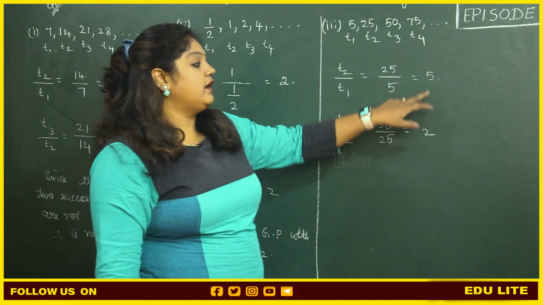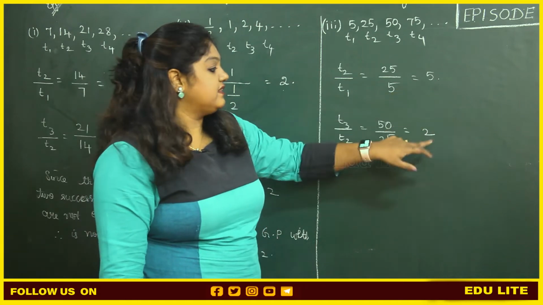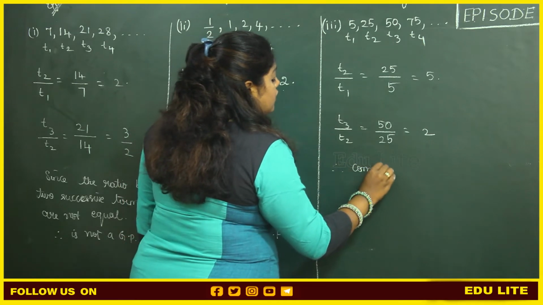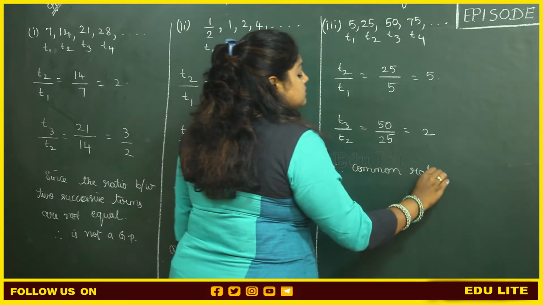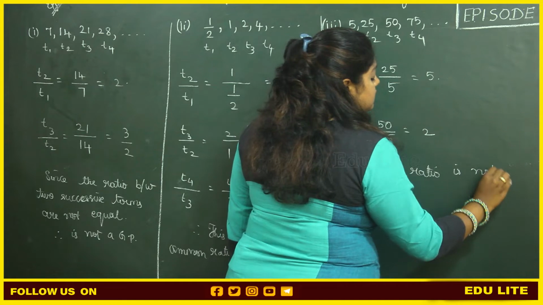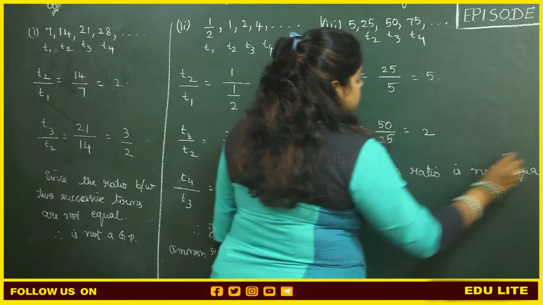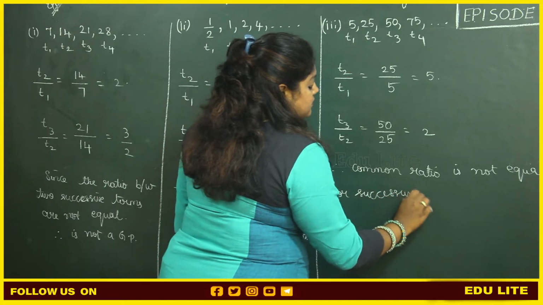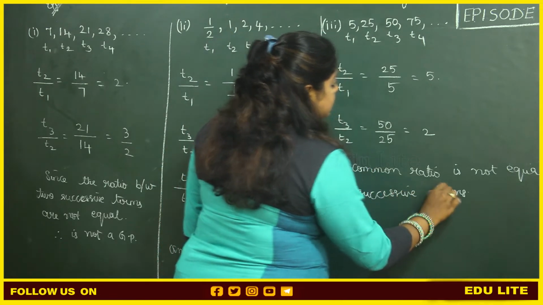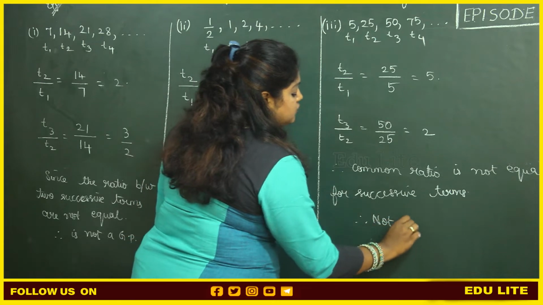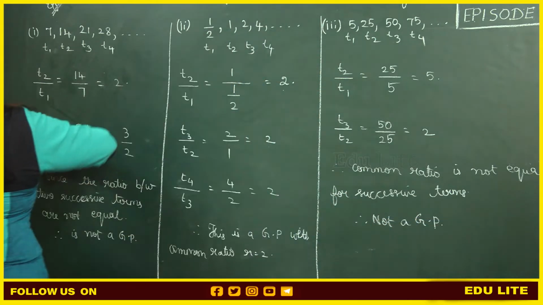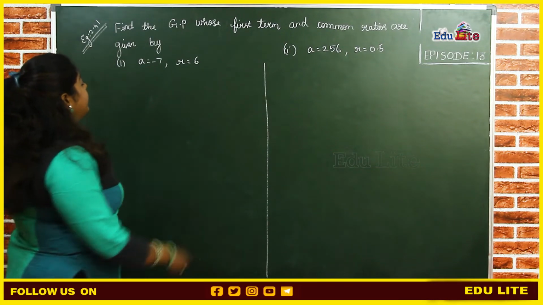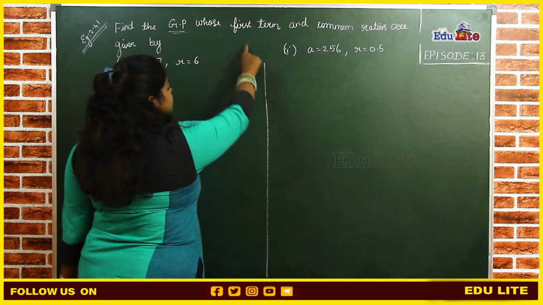Whereas the common ratio is not equal. For the first one we got 5 and for the second one we got 2. The common ratio is not equal for successive terms. Therefore, the given sequence is not a GP, geometric progression.